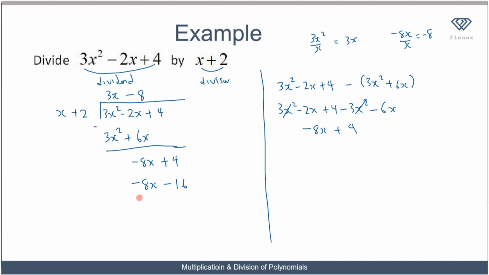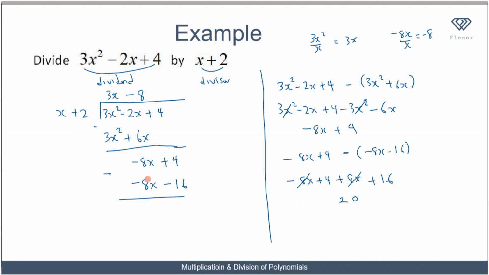minus 16. So now I have to subtract these two. It's the same as saying minus 8x plus 4, then minus, in brackets, minus 8x minus 16. So you expand: you have minus 8x plus 4, then minus times minus gives plus 8x, minus times minus gives plus 16. So minus 8x cancels plus 8x, and you have 4 plus 16, which gives me 20.